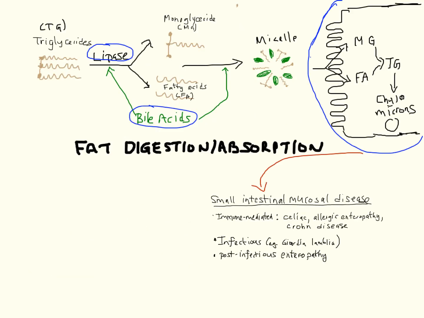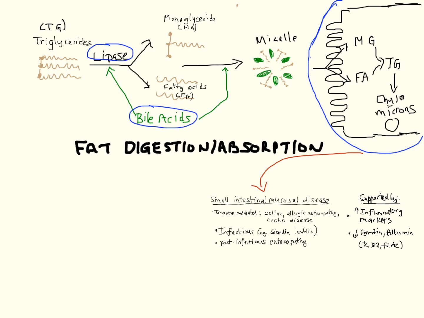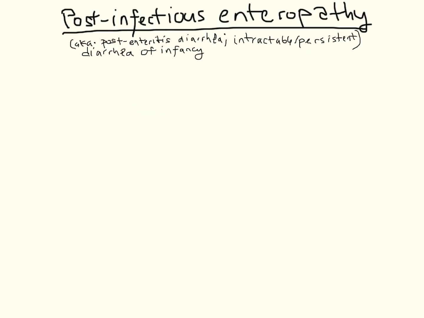In pediatrics, fatty diarrhea is usually related to small bowel disease, which is either an immune-mediated process or related to an infection. This is why whenever fat malabsorption is suspected, you should screen for markers of inflammation or for deficiencies of other nutrients whose absorption would be affected across a diseased small bowel, or lost as protein in the case of an enteropathy. Within this group is an important condition called post-infectious enteropathy, which goes by another couple of names.